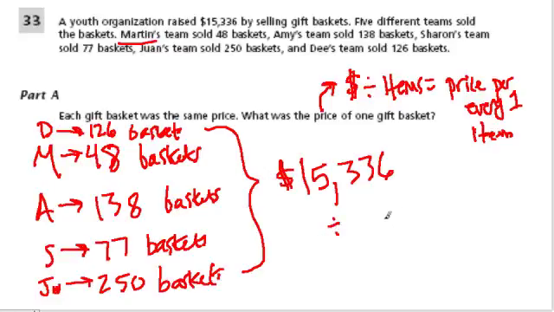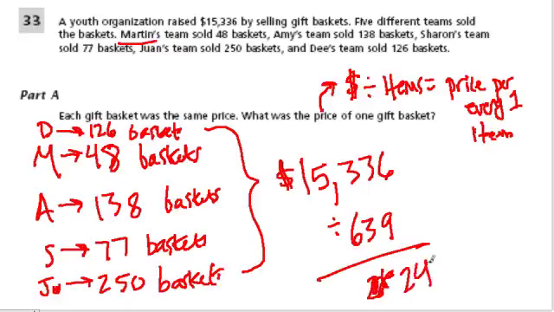And for me, let's just add these up on a calculator. We have 126 plus 48, right, I'm adding these two baskets right here, plus 138 plus 77, and then plus 250. So that's 639 baskets. Let me double check. 126 plus 48 plus 138 plus 77 plus 250. Okay, I'm getting the same number. So now we divide. 15,336 divided by 639 is 24.